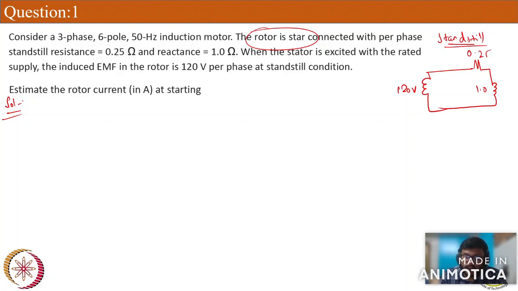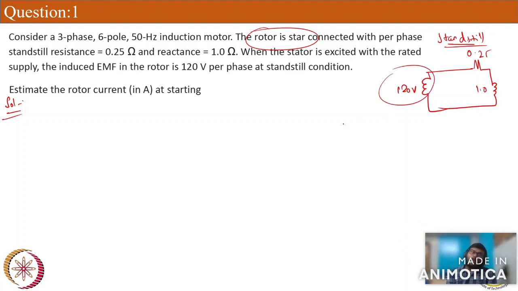S equals to 0 means Ns is equal to Nr. Your rotor is rotating with the same speed as synchronous speed. Now here the rotor has no speed, it stands still, it's a locked condition. Nr equals to 0. If Nr equals to 0, slip is 1. Okay. Now 120 volts is also in standstill condition only.